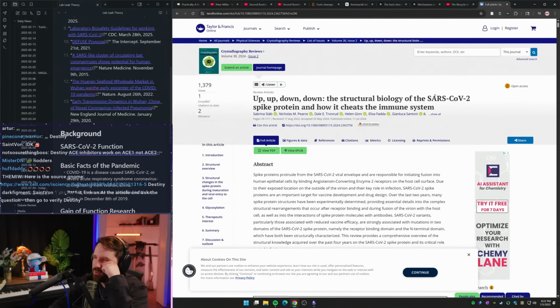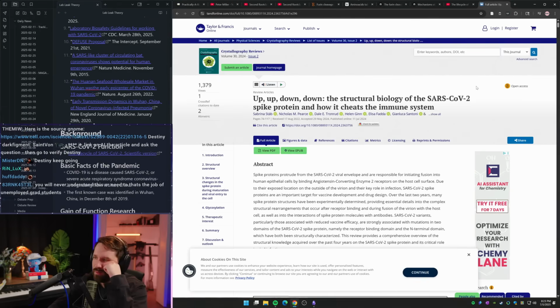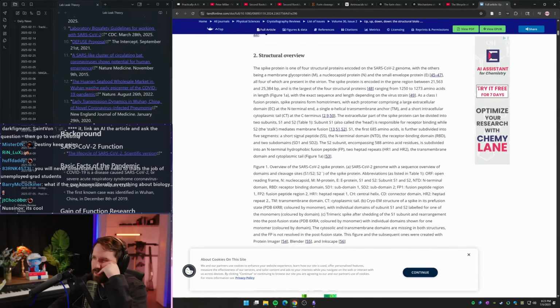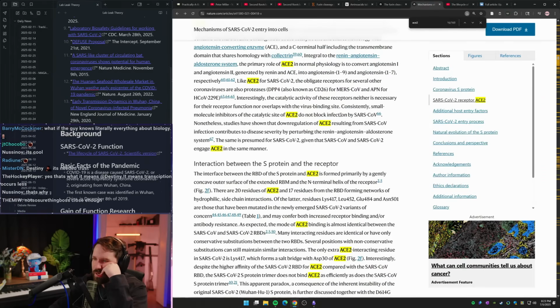Up, down, down. The structural biology of the SARS-CoV-2 spike protein and how it cheats the immune system. Okay. Hold on. Let's just finish this.